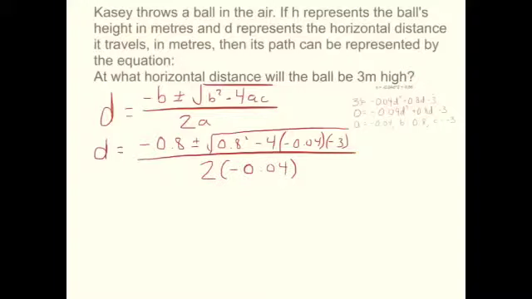Then for the next line, to minimize the chance of making little mistakes, I suggest you take everything in the square root sign and plug that in your calculator all in one go. So 0.8 squared minus 4 times negative 0.04 times negative 3. When you do that, you'll get the square root of 0.16.